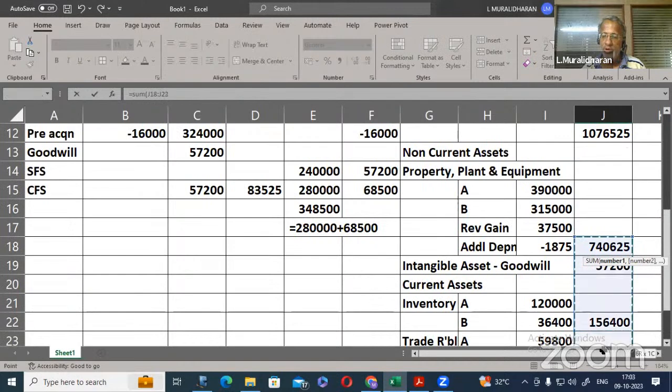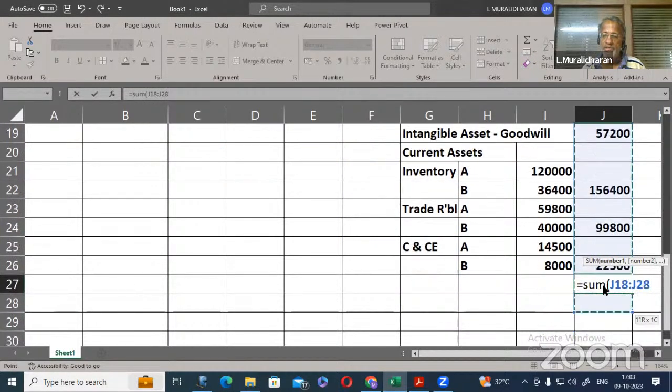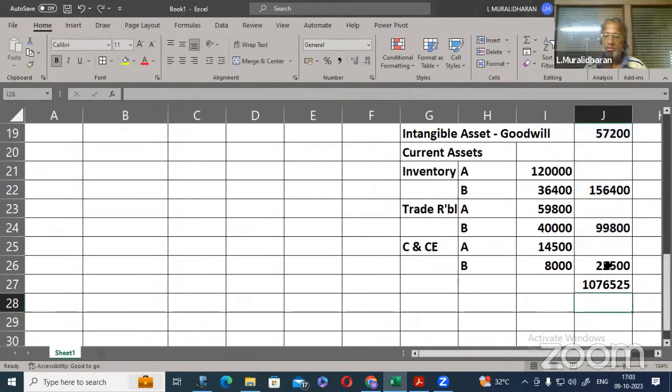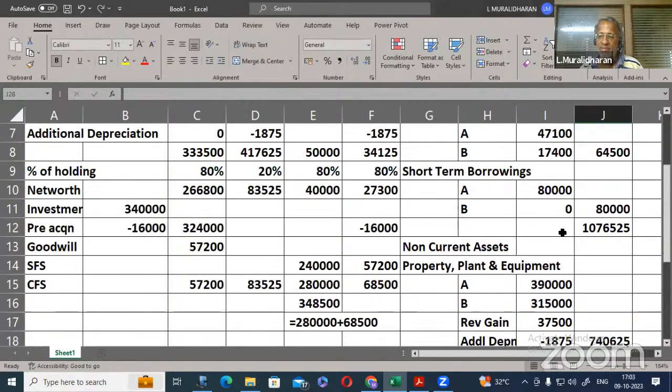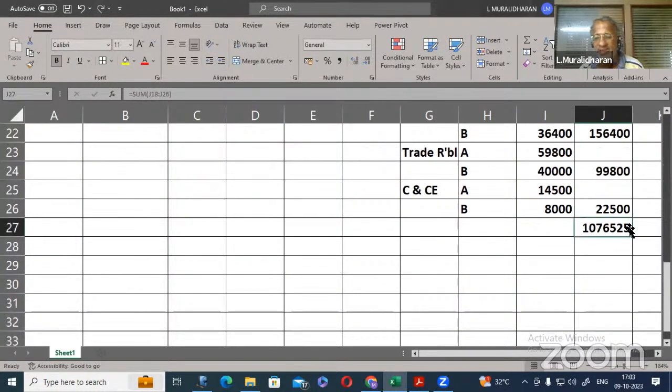From here to this, we have got to make it ready. So you have the same number, you just see 10,76,525. It is agreeing, my dear.